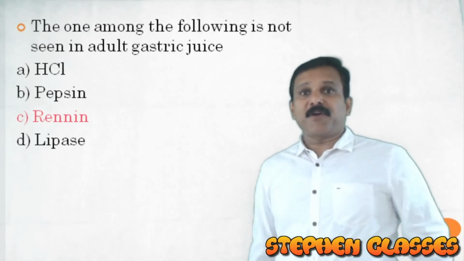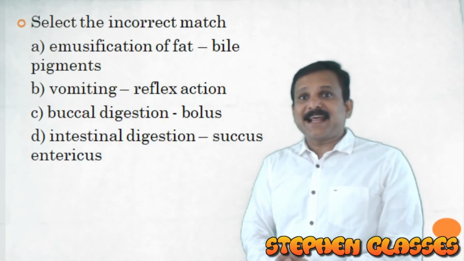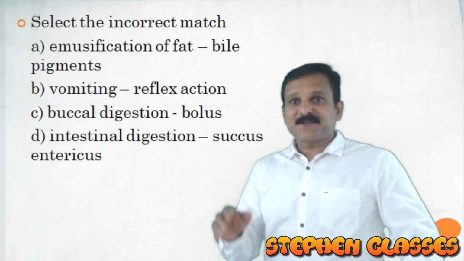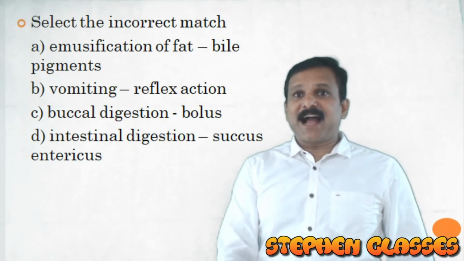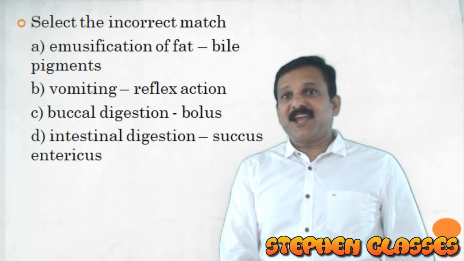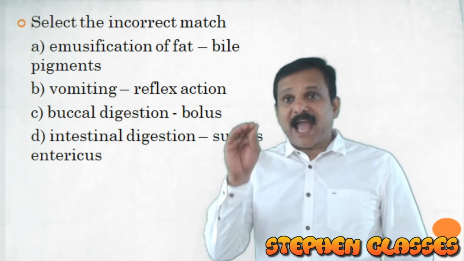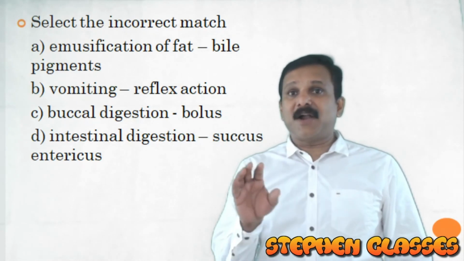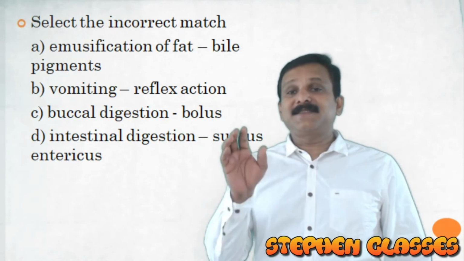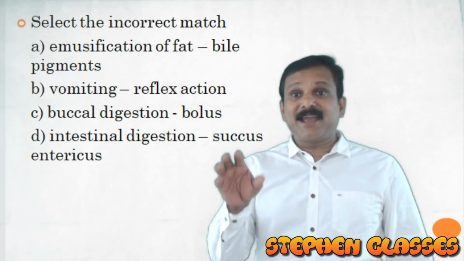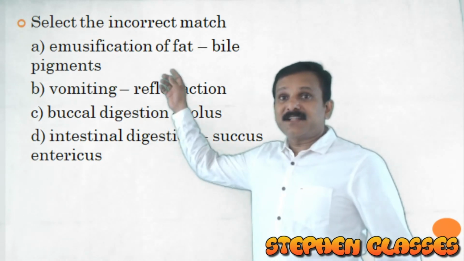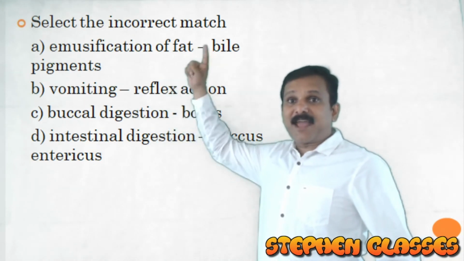Now the next question for you. It is about the incorrect match. Can you answer this question? Some of you will be confused regarding emulsification of fat. Actually, the emulsification of fat is not done by bile pigments, it is done by bile salts. So here the incorrect match is option A.